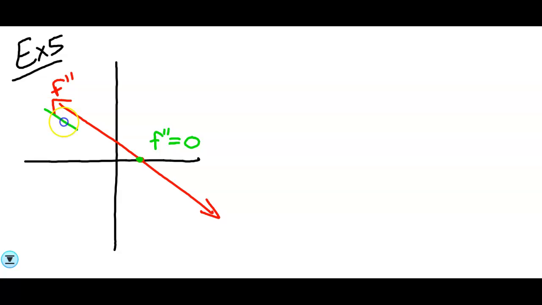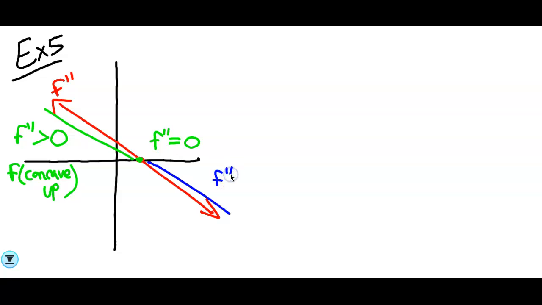All right, what do I know about F double prime over here? It is greater than 0. It's above the x-axis, which means that it's greater than 0. Now, if F double prime is greater than 0, what do I know about F? It's concave up. Now, over here, what is F double prime? Less than 0. I hope you guys are writing these little notes down. If F double prime is less than 0, what do I know about F? Concave down.